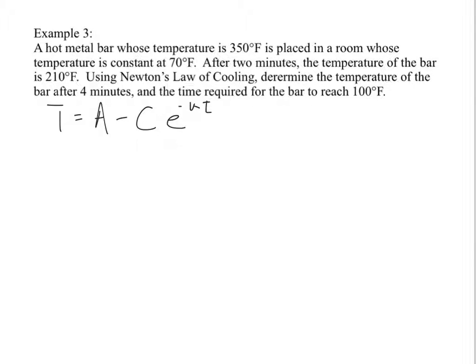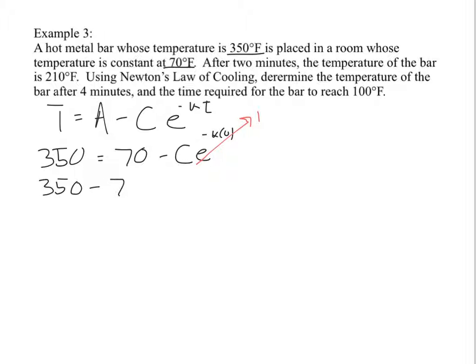And the initial condition we have is that the temperature of the bar is 350. We know the room temperature, which is the temperature of the medium, is 70. And if it's the initial condition, the time is 0. And so what happens is we end up with 350 over here. The temperature of the medium is 70. We don't know C, and we don't know k, but it doesn't matter because initially our time is 0. So then this whole thing goes to 1.